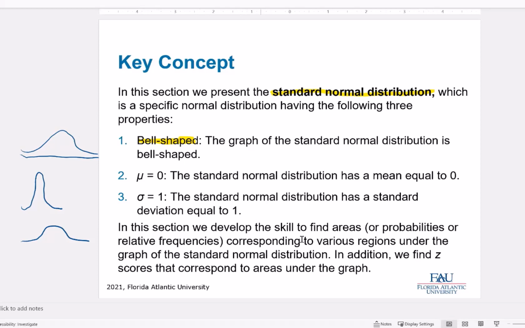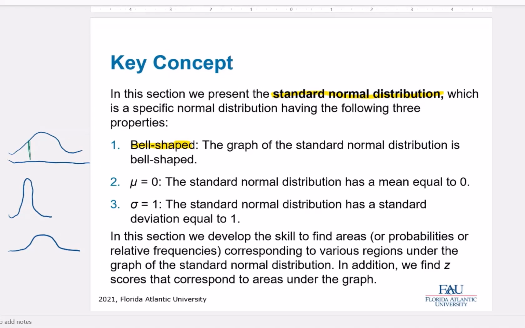We're going to develop the skills to find the areas or probabilities or relative frequencies corresponding to various regions under the graph of the standard normal distribution. And we'll also talk about the z-scores that correspond to the area under the graph.